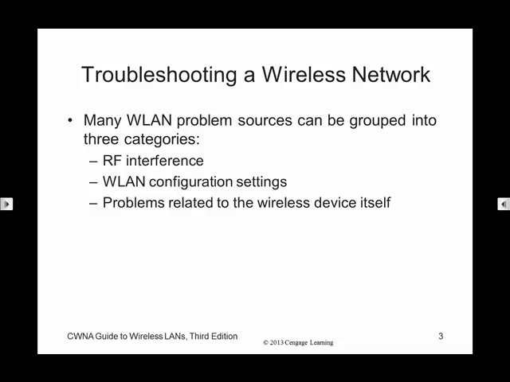Sources can be grouped into 3 categories: RF, WLAN configuration settings, and problems related to the wireless device itself. Is the device working? Is it working properly? And these things, I think, and you guys may tell me differently, but they tend to last a long time. They tend to be pretty consistent. And I think for the price, and I keep going back to the price, because they don't cost that much in the big picture of things, the scheme of things.